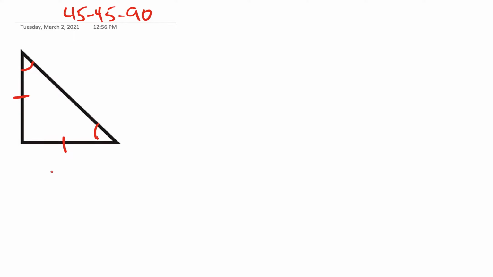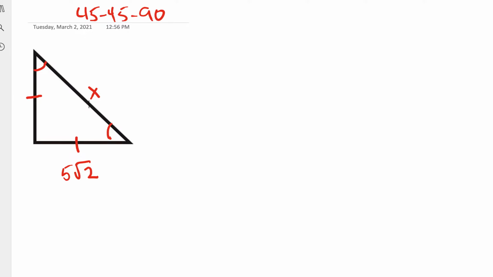So let's put the square root here first. 5 square root of 2, and put the x here. Because this is isosceles, we know that the other side is the same. So every time they give you one side, we automatically know the other side. And therefore we could use the Pythagorean theorem. So there's a video on that if you need to.